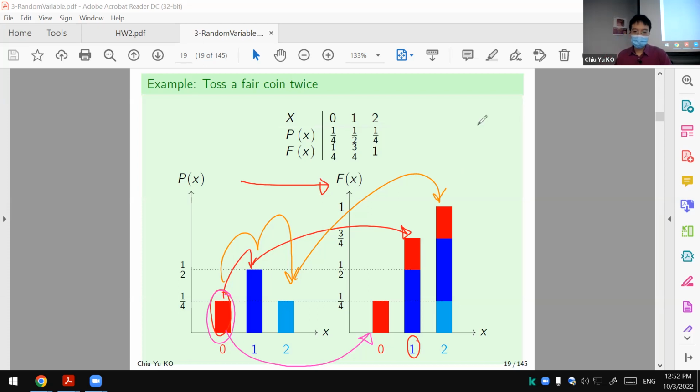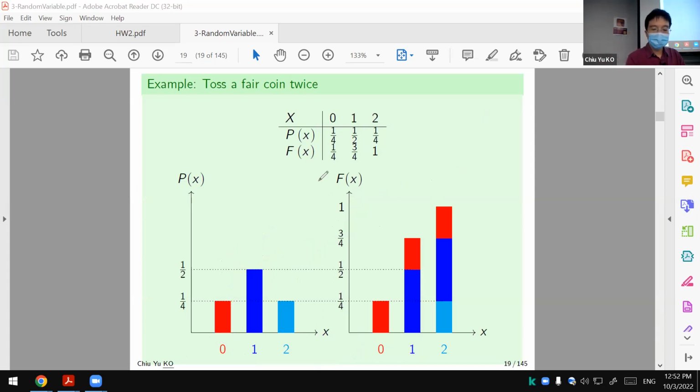Okay. So let's go the other way around. You go in this direction, from F to P. You will see if you subtract 1 and 2, you get the 2.